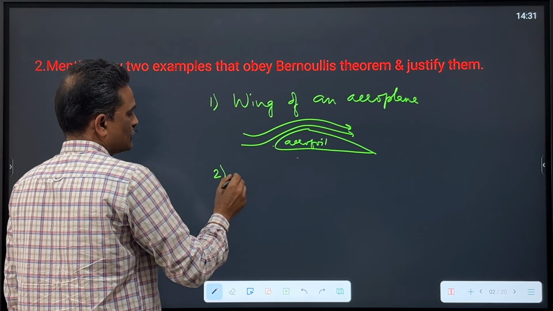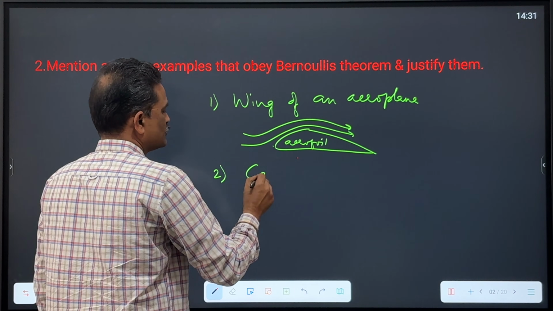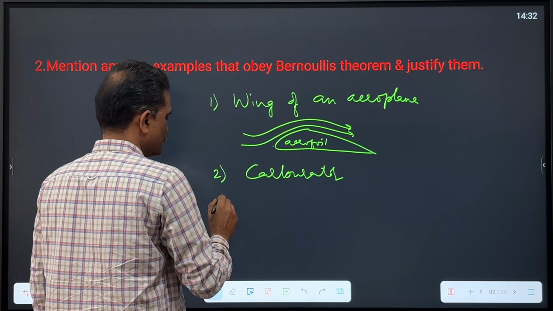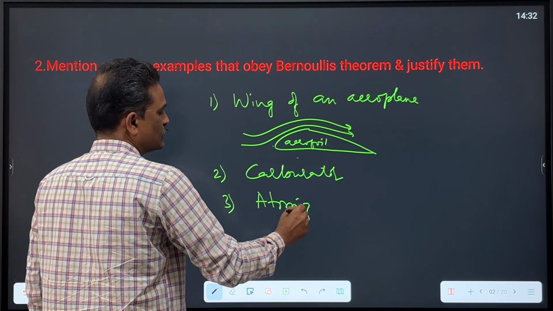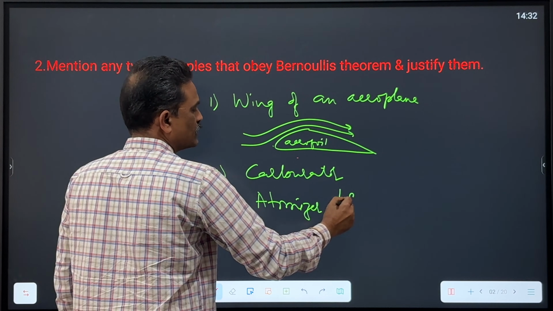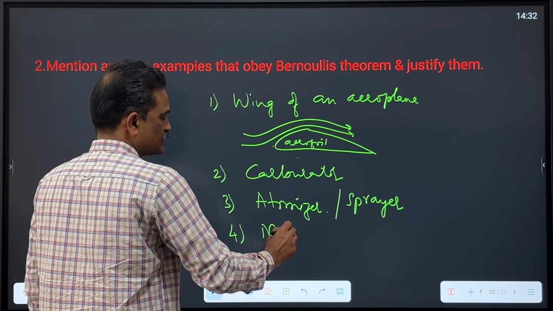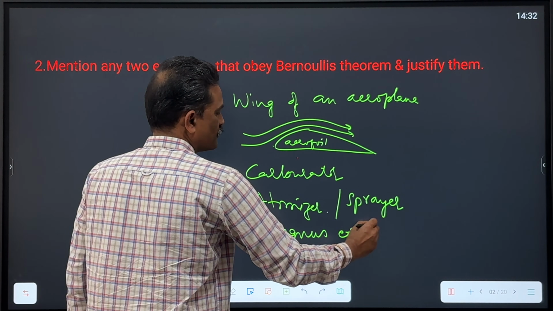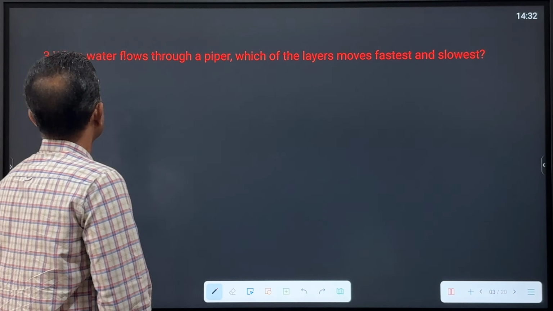Second is the carburetor of a motorbike or a vehicle. The third one is an atomizer or a scent sprayer or any sprayer. Number 4, Magnus effect, or simply you can write the motion of the spinning ball.